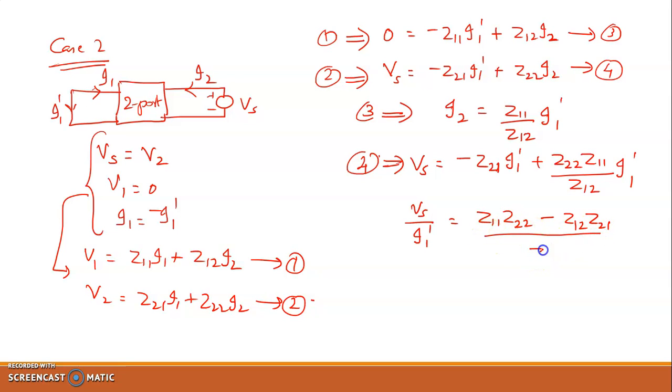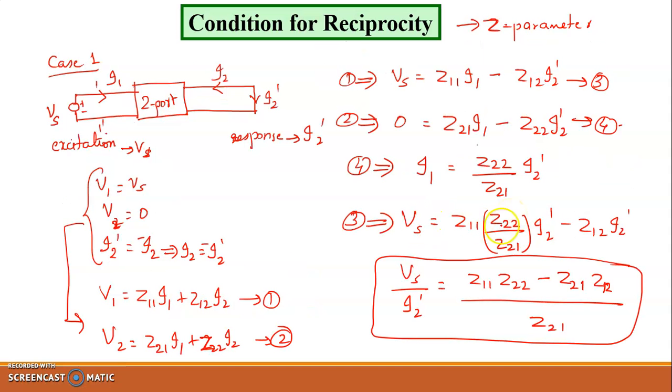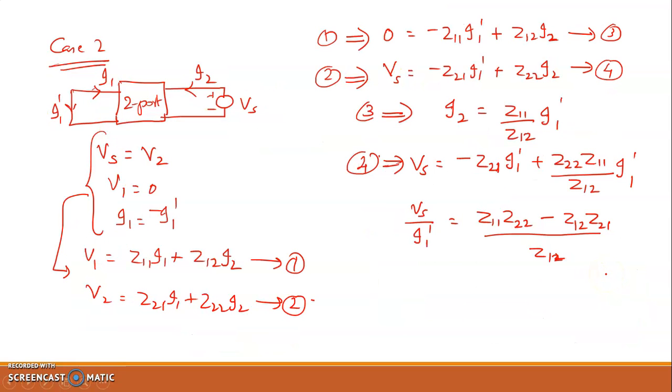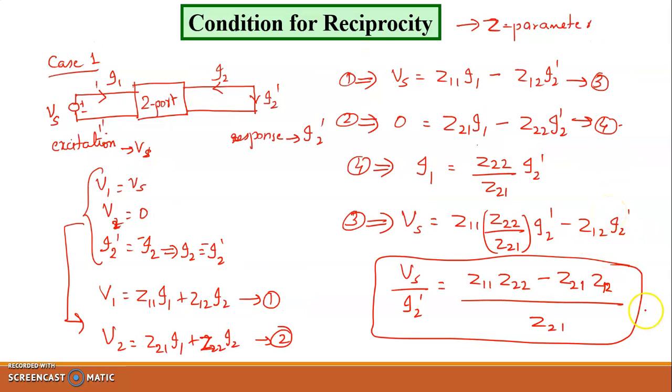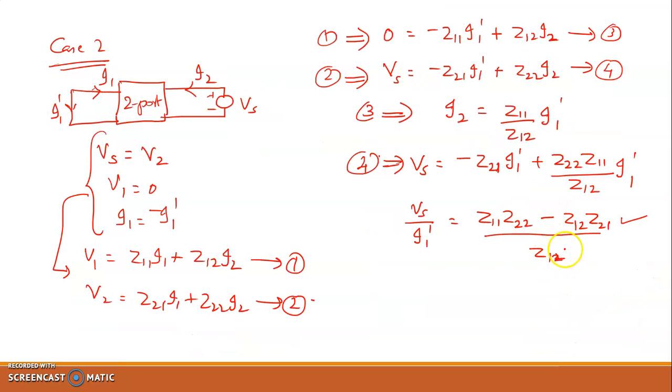divided by Z12. Okay, so I am getting Vs by I1 dash is equal to this, and Vs by I2 dash is equal to this. So if you are taking this equation and this equation, the numerator of this equation is the same as the numerator of this equation. Both are Z11 Z22 minus Z21 Z12, and the denominator of this is Z21 and the denominator of this is Z12.